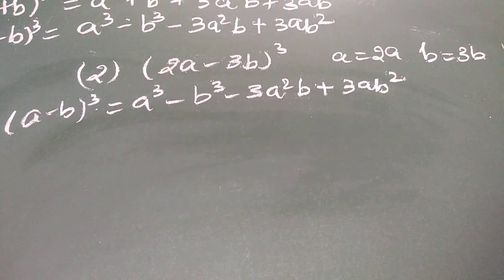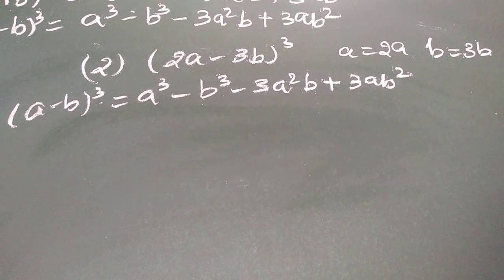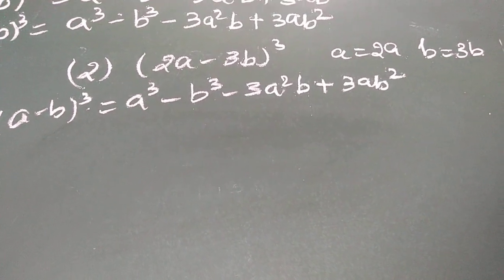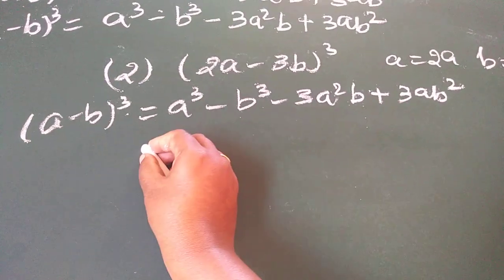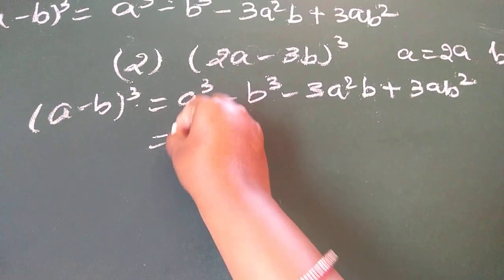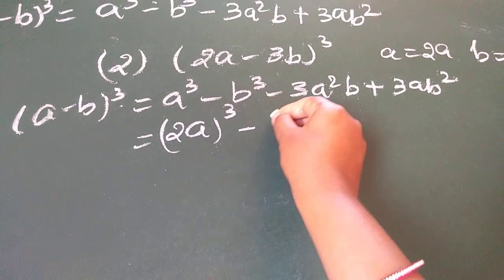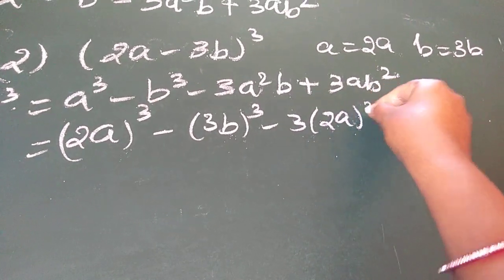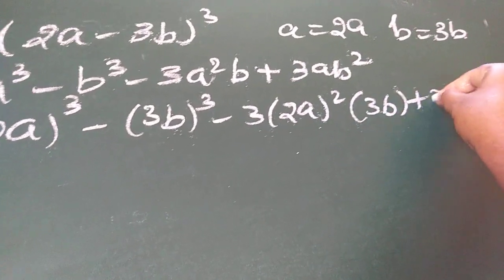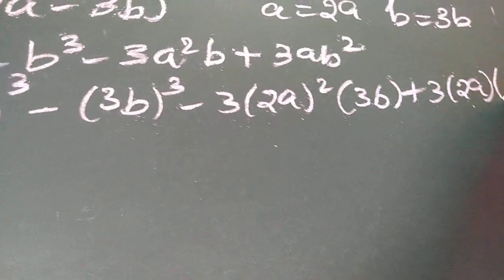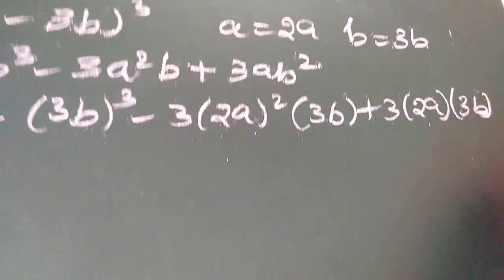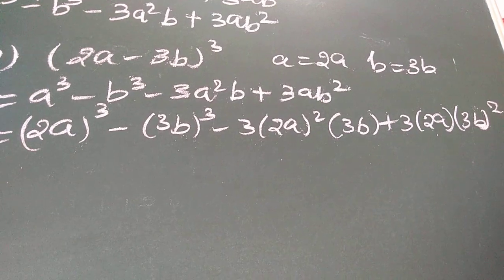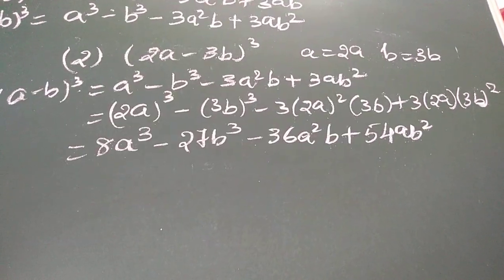So your next question matches with the identity a minus b whole cube, that is a cube minus b cube minus 3a square b plus 3ab square, where a is 2a, b is 3b. So let us substitute here 2a whole cube, and many children will take b as minus 3b, but it is plus 3b children, don't forget that. Minus 3 into 2a whole square, b is 3b, 3 into 2a, now it is 3b whole square. So here is the solution children.